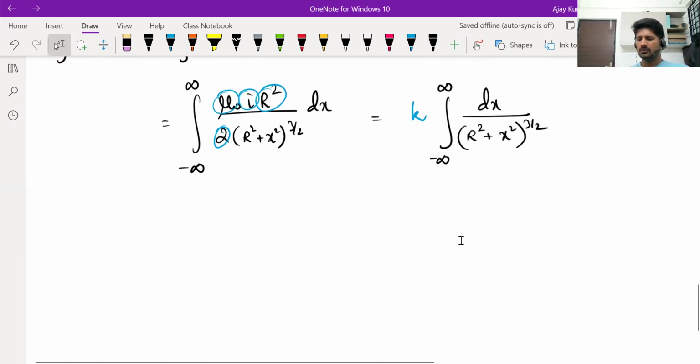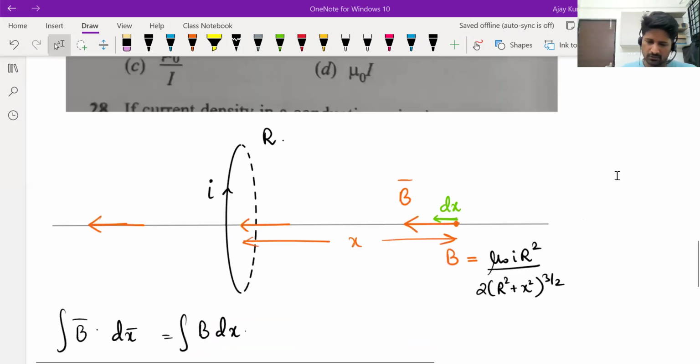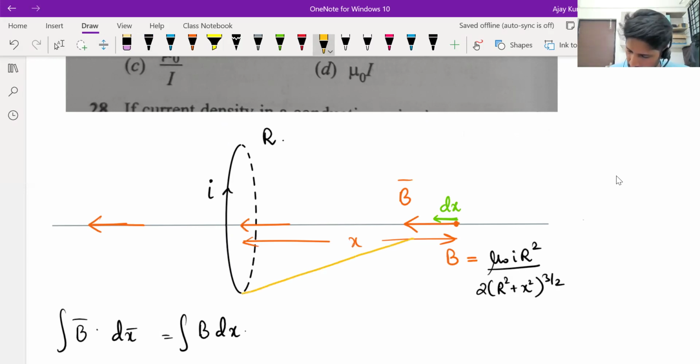Generally, what do you do when you have a square plus x square, or r square plus x square, in the denominator of an integral? Substitution, sir. You will use x equals r tan theta, correct. Here also you can visualize it if you want. x is that horizontal distance. Imagine joining the edge of the loop to that point and calling this angle theta. Then tan theta becomes, for theta, the opposite side is r, the adjacent side is x. Tan theta is equal to r by x.